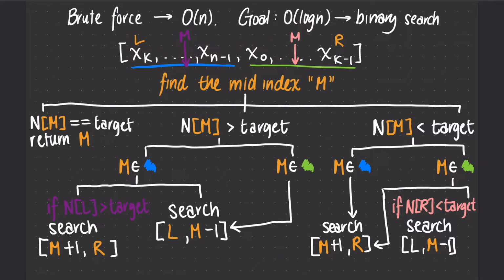At the end of our searching, if L and R pass each other and we're done, and we still haven't found our index, then we know it doesn't exist and we return -1.